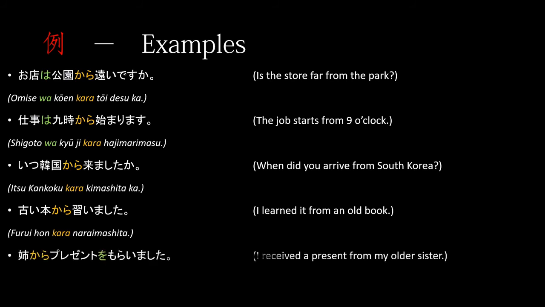The final sentence of our set, ane kara presento o moraimashita, or I received a present from my older sister, illustrates the usage of kara with the verb morau, meaning to receive. Here, ane, our older sister, is marked with kara to signify that we have received a present from her. In case we want to add that it is us that have received the present, we only need to add watashi wa before ane kara.